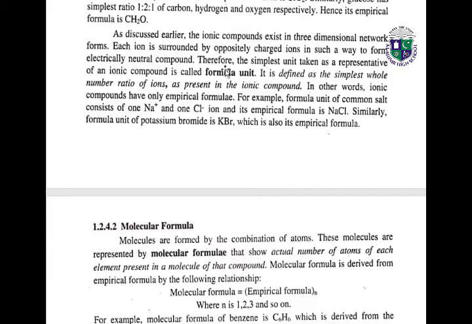So what is formula unit? The simplest unit taken as representative of an ionic compound is called formula unit. It is defined as the simplest whole number ratio of ions as present in the ionic compound, or in other words, ionic compounds have only empirical formulas.